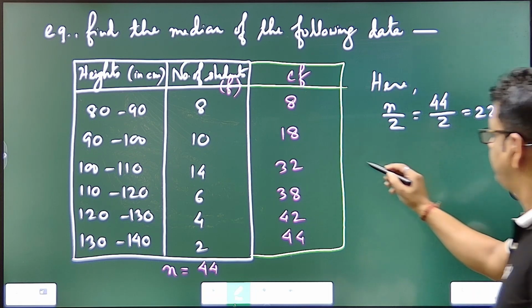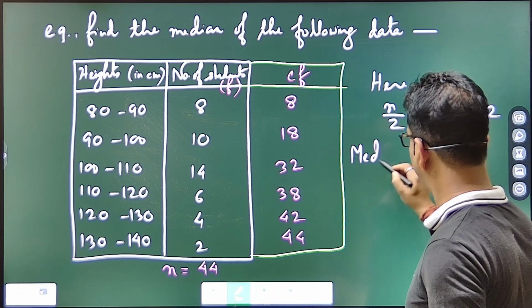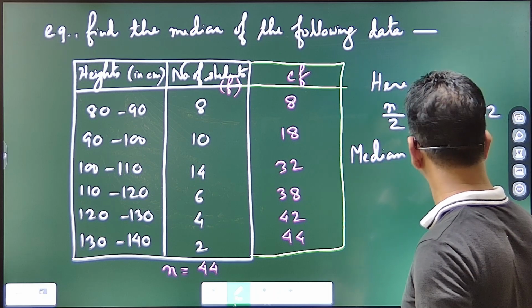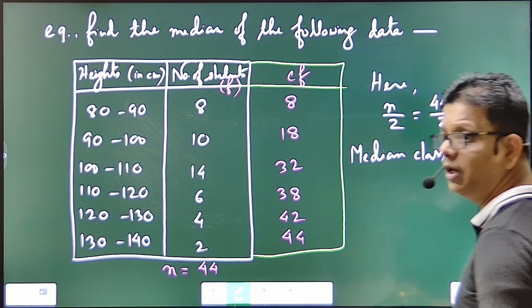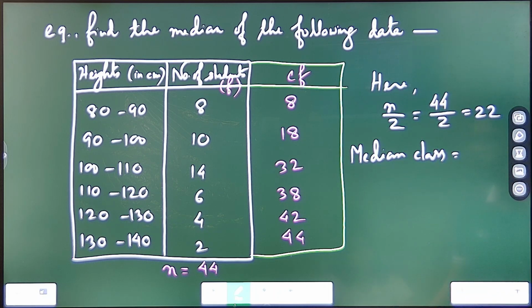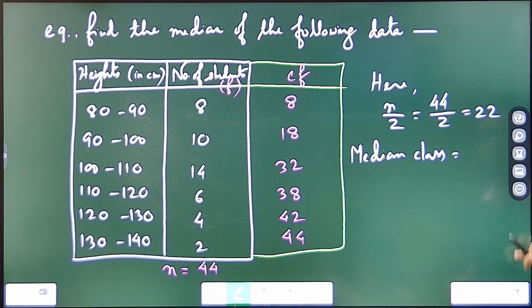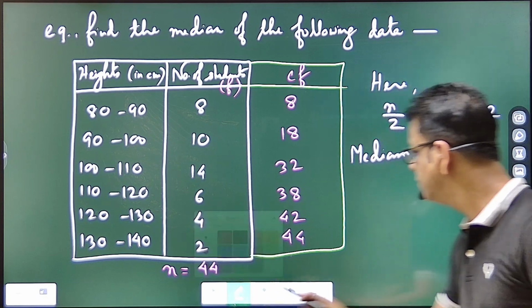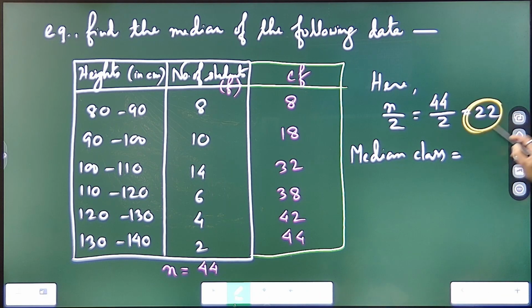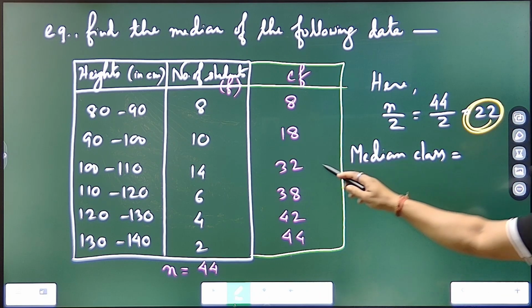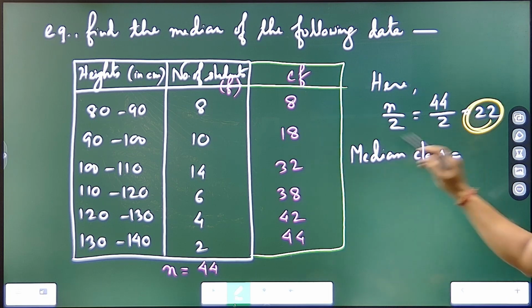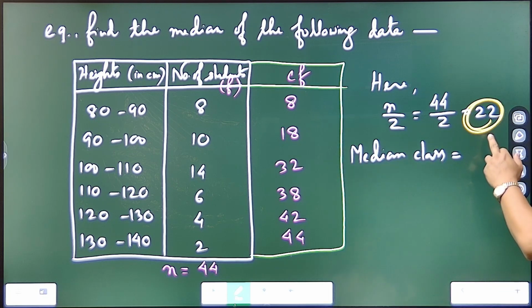Now, we find the median class. Do you remember what was done in the last class, that day we were finding the modal class? So, modal class is the class which has got the highest frequency. But today median class is slightly different. So, try to understand. To find the median class is a bit confusing. See, now to find the median class, what is this n by 2 you got just now? 22. In the CF column, you have to see the numbers which are greater than 22.